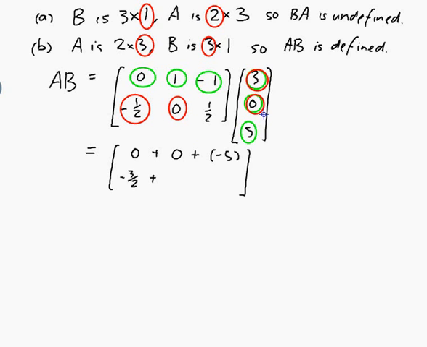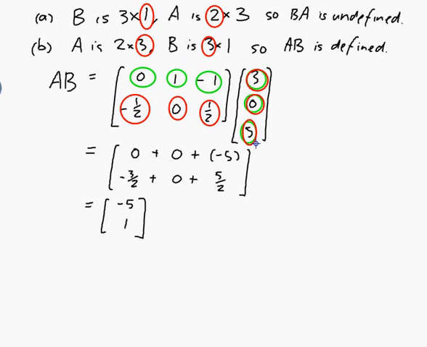0 times 0, which would be 0. A half times 5, which would be 5 halves. And that's what goes in this position. And I've run out of rows and columns to combine, so I stop. And so my answer will come out to 0 plus minus 5, which is minus 5. Minus 3 halves plus 0 plus 5 halves. So 5 halves minus 3 halves, which would even be 2 halves, which would be 1. So my answer is the column vector minus 5, 1.